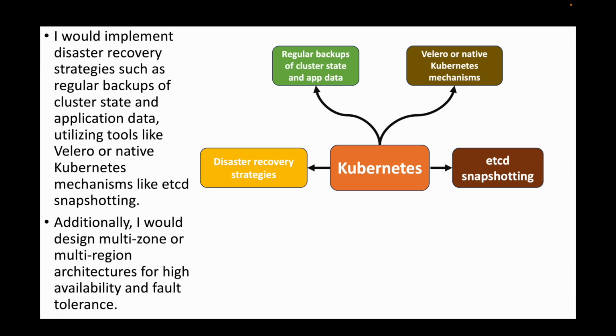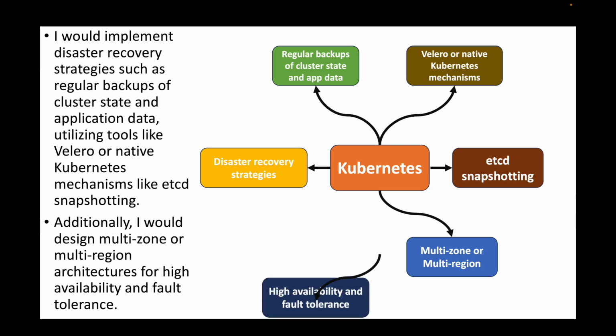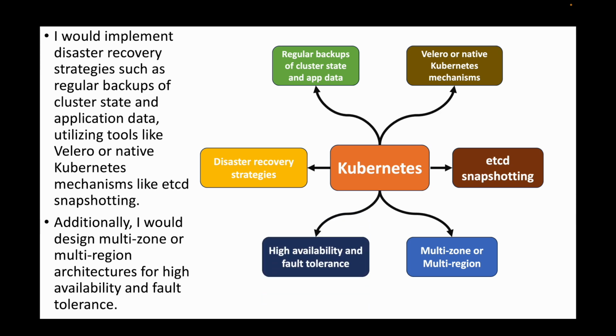Additionally, we can also design a multi-zone or multi-region architecture for Kubernetes, which will ensure we have high availability and fault tolerance in case of something going wrong. So let's say if you have a multi-region architecture, if there's an issue in one region, we still have another region where the application is running, and we will not have much impact to the users, or rather we'll have zero impact. And even if something goes wrong, we'll make sure we have proper backups so we can do a restoration of the application.